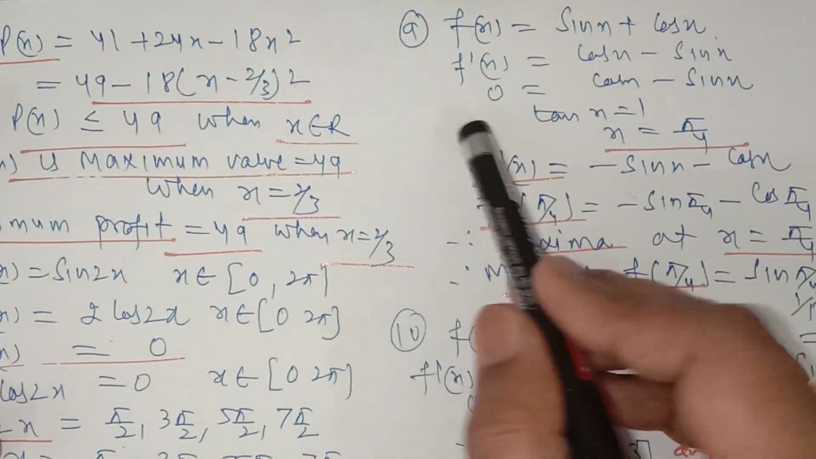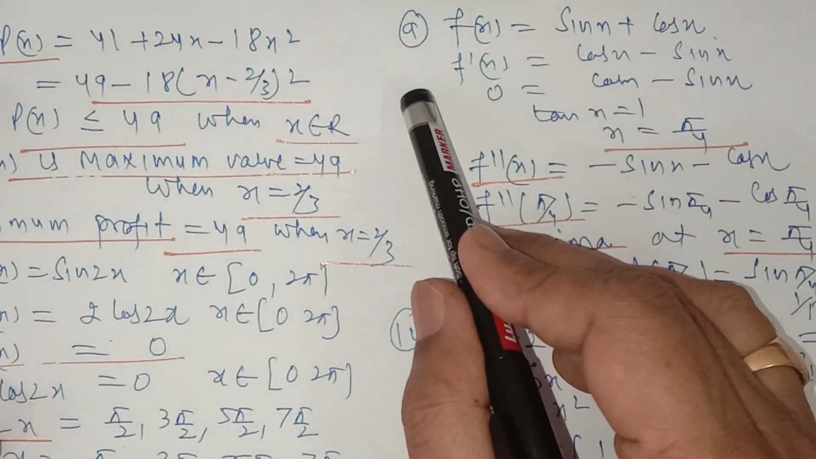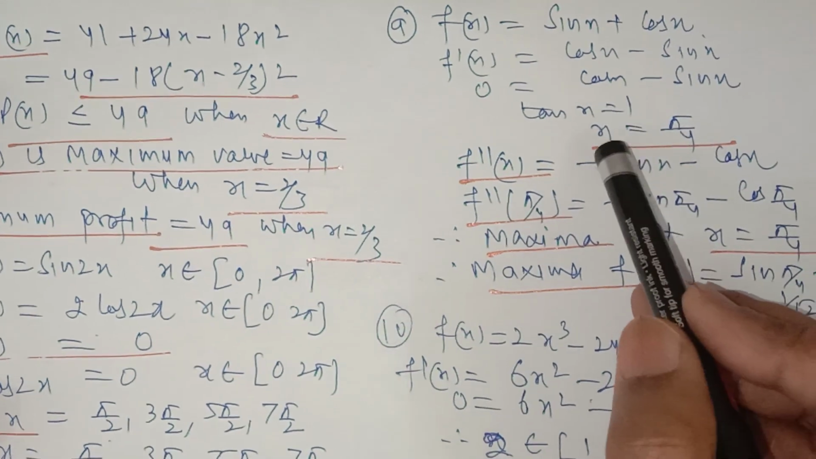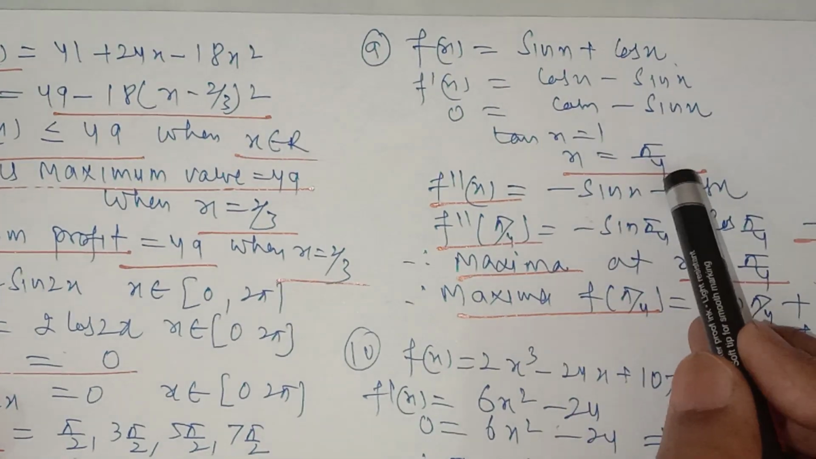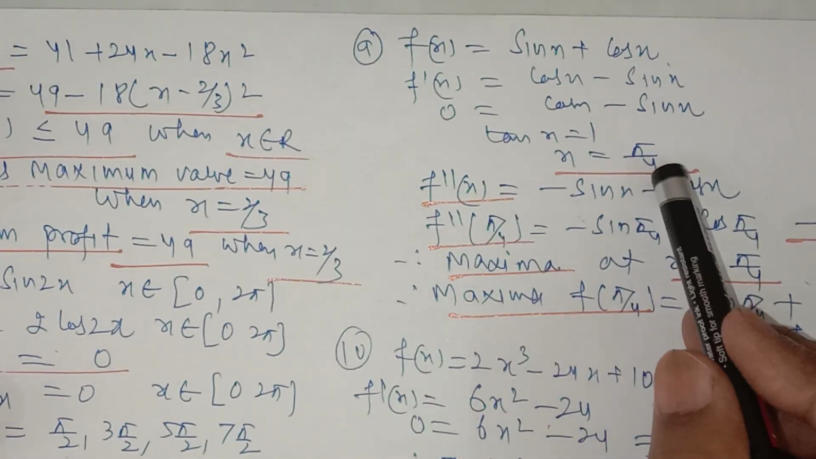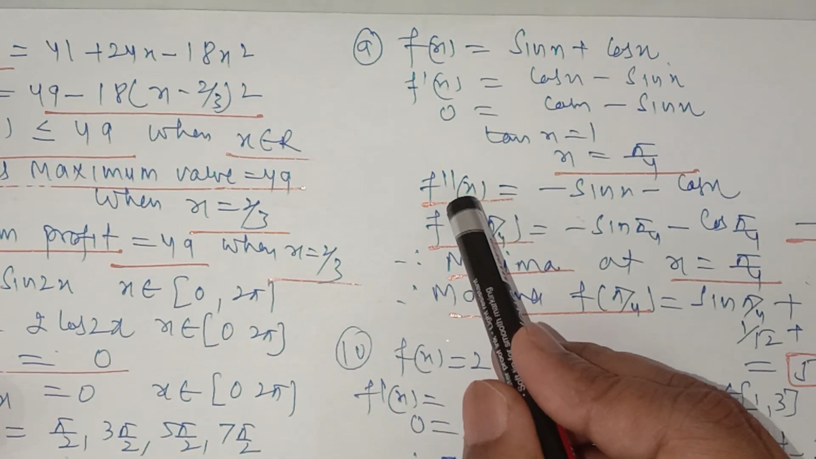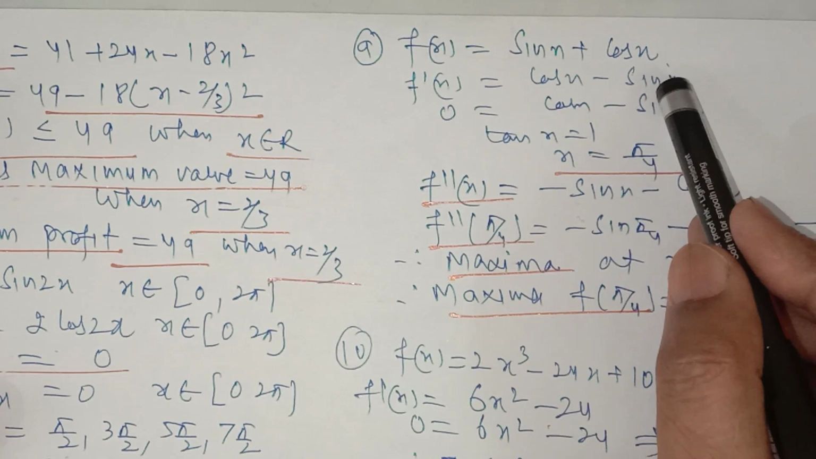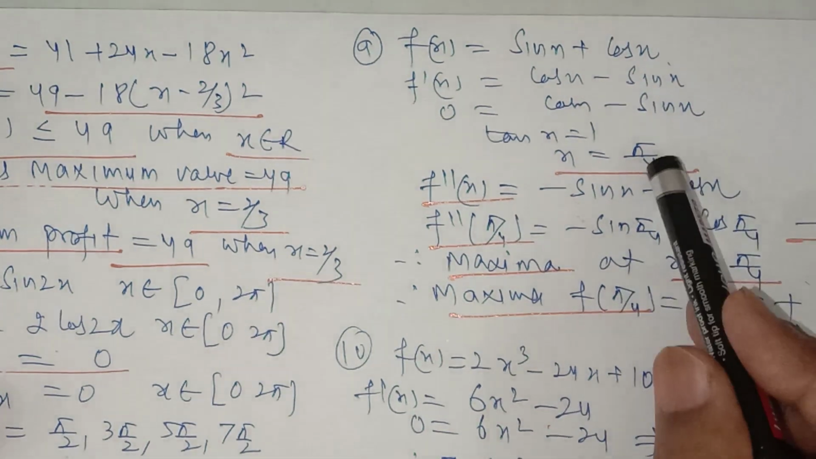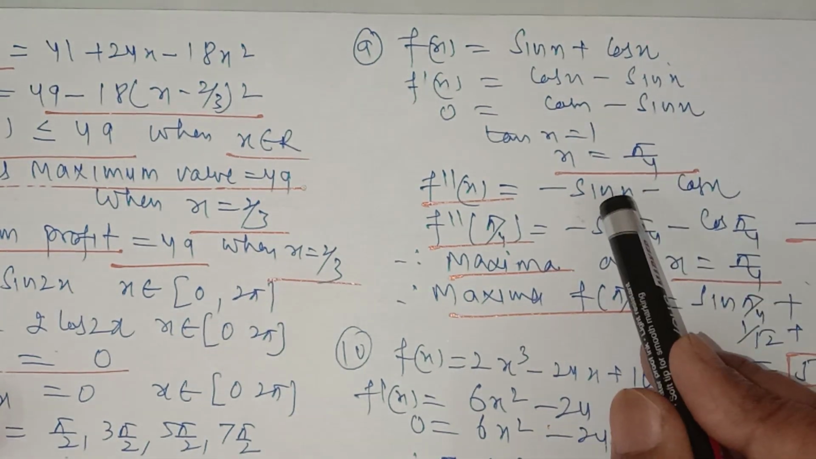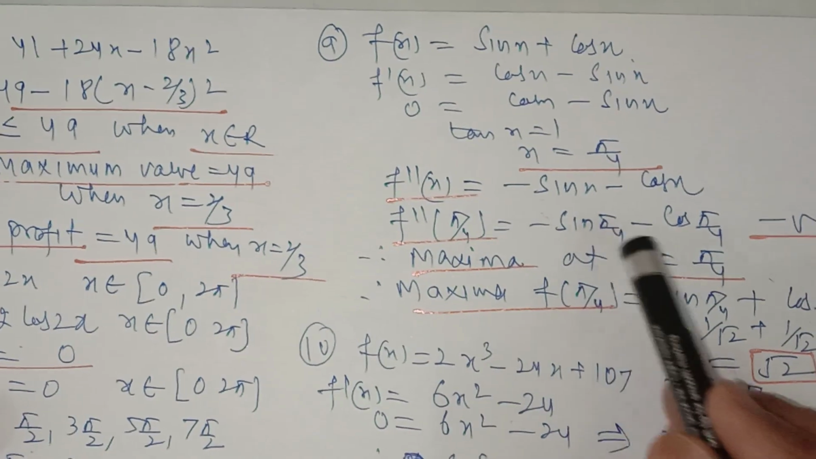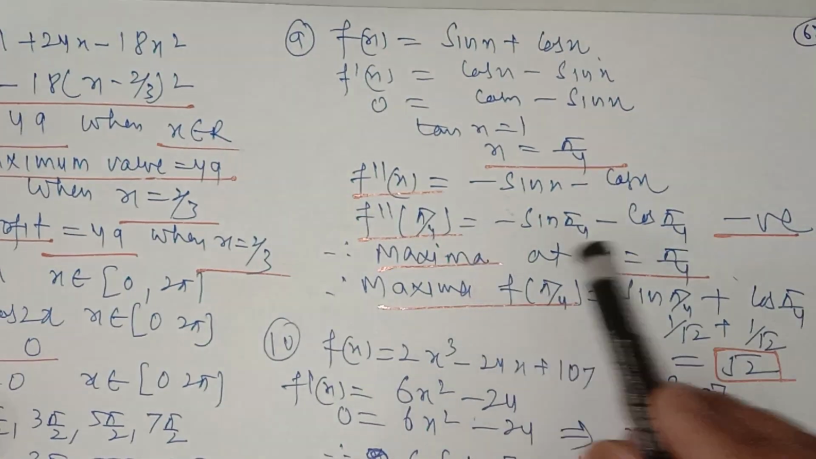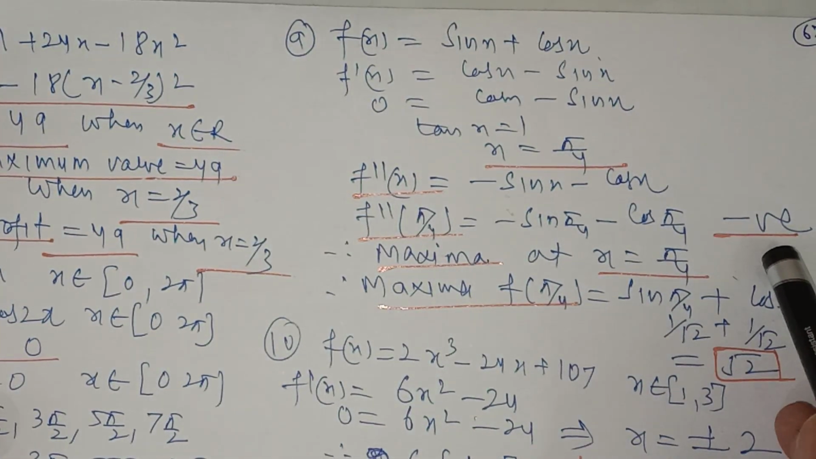Put it equal to 0. So tan x will be equal to 1, and the value of x will be equal to pi by 4. Now this is the critical point. Find its second derivative, which comes out to be minus sin x minus cos x, and replace x with pi by 4 in the second derivative. This is negative, this is also negative. The total value of the second derivative comes out to be negative.